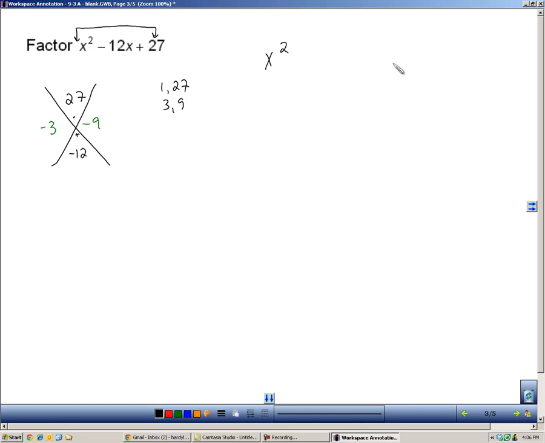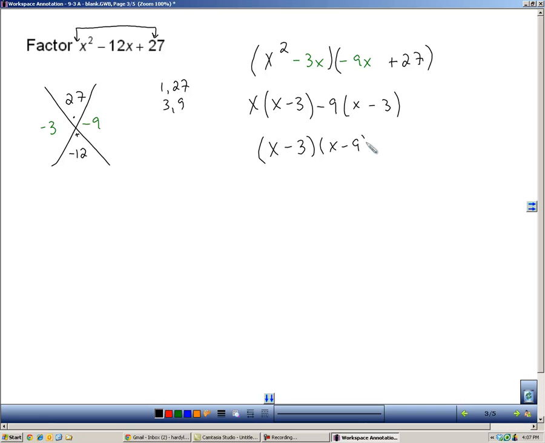So we'll have x squared on the front plus 27 on the back, and now we'll use these two numbers with the letter x: minus 3x minus 9x. And so now we've rewritten our trinomial in such a way that we can do grouping. Don't forget the negative belongs with the 9. So I factor out an x, which gives me x minus 3. Now I'm going to factor out a negative 9. That'll make this a positive x minus 3, and now those two groups will match. So x minus 3 times x minus 9 is the factored form of my trinomial.